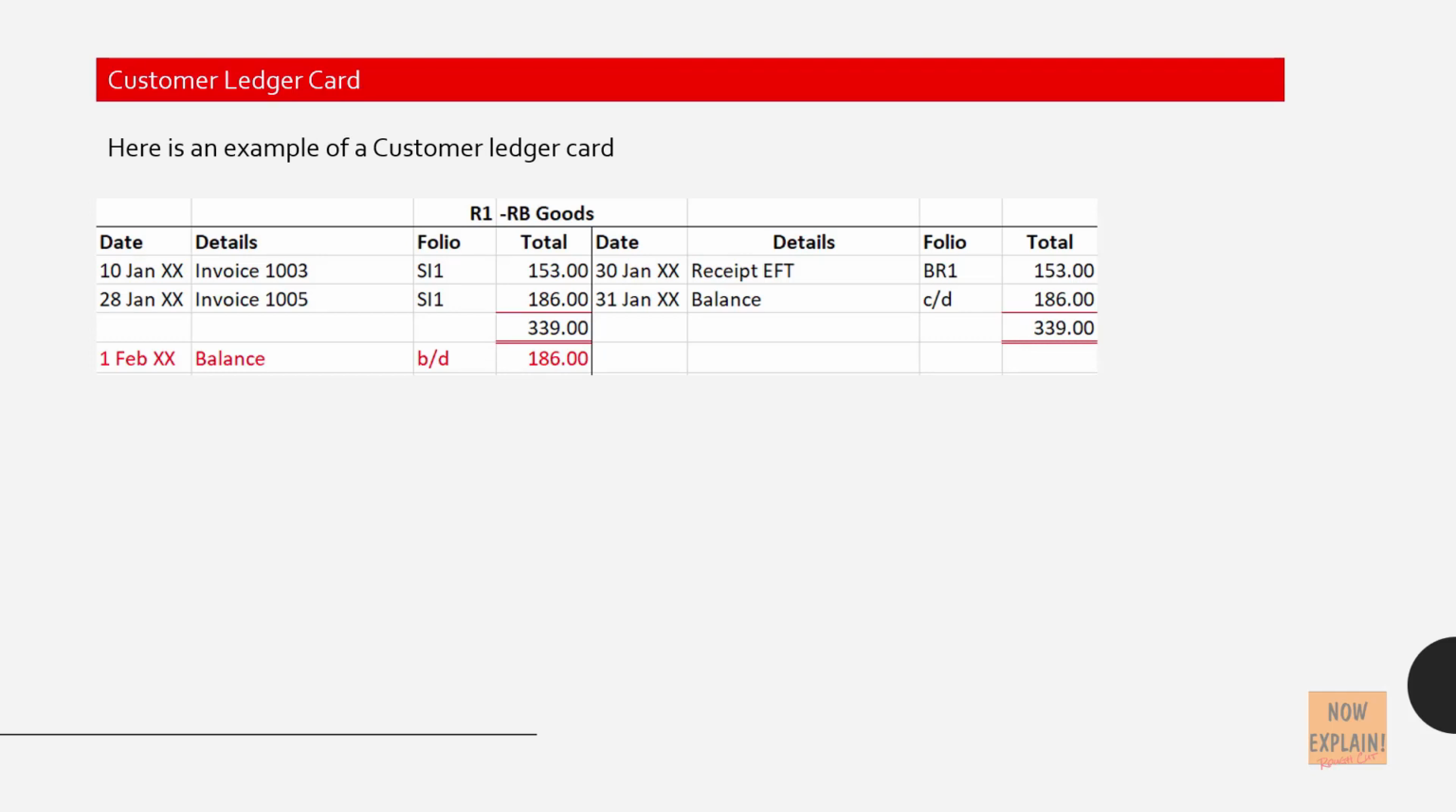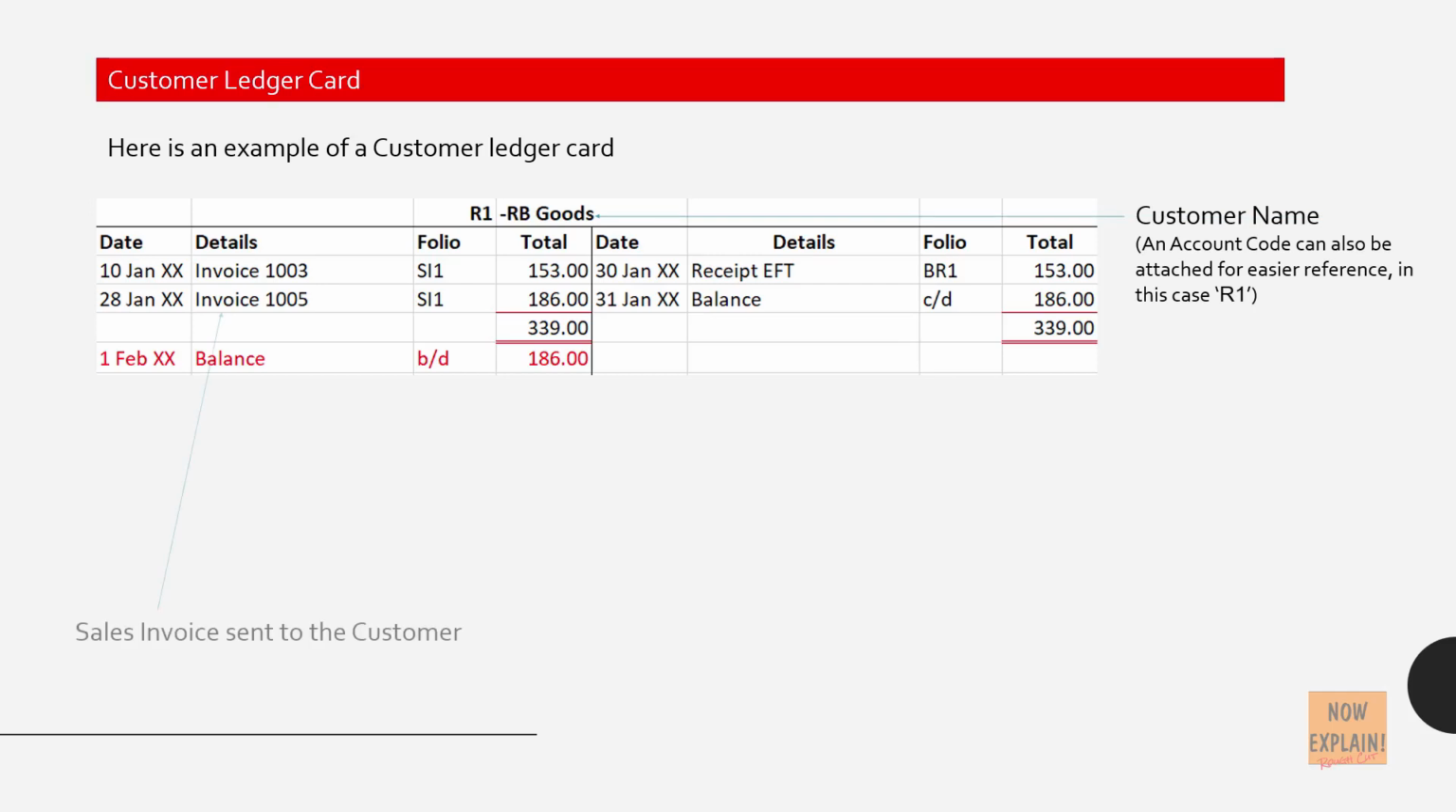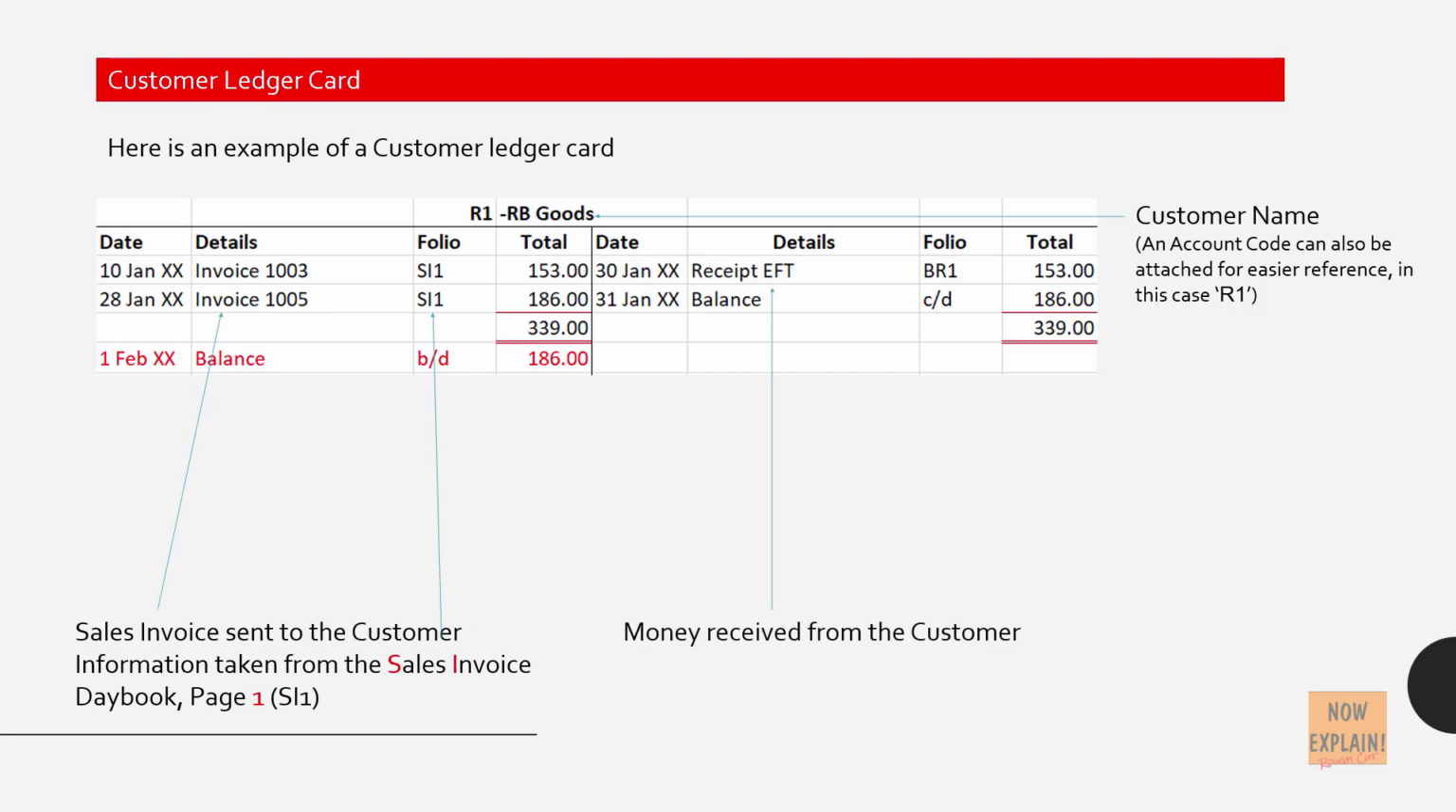Here is an example of a customer ledger card. An account code can also be attached for easier reference, in this case OR1. Sales invoice sent to the customer. You can see this on the card. This information is taken from the Sales Invoice Daybook, page 1, SI1. Money received from the customer is shown on this ledger card. Information is taken from the Bank Receipts Daybook, page 1, BR1, which is Bank Receipts, page 1.